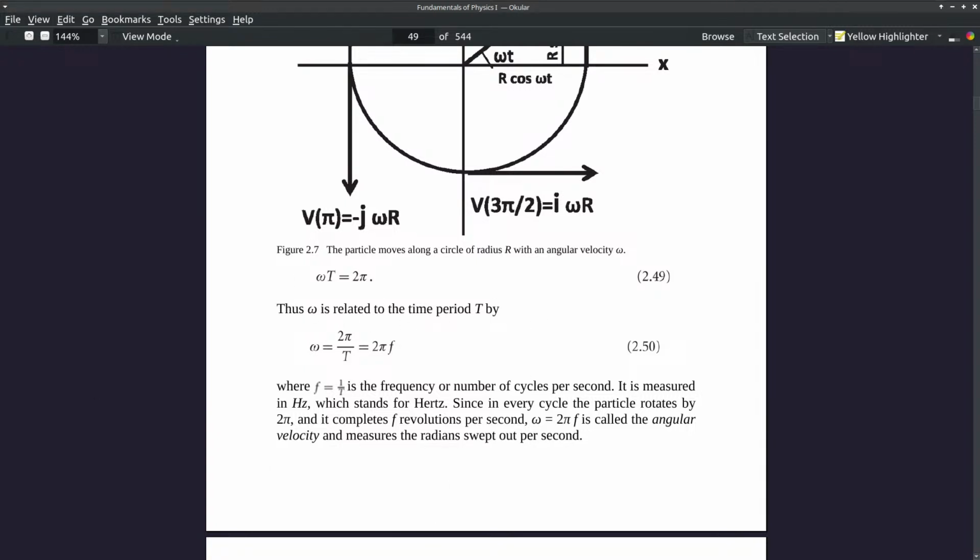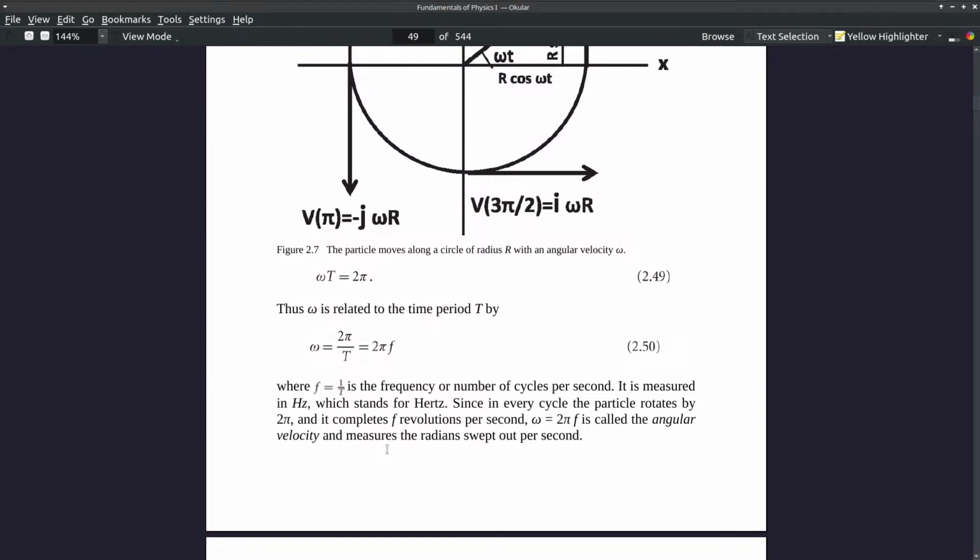Here we go. They're saying here, thus omega is related to the time period T by omega equals 2 pi over T, a function of 2 pi. It's just the reciprocal, the frequency. Flip the time and you get frequency. So this is the reciprocal, 1 over T? You got it. Where the reciprocal of 1 over T is the frequency or number of cycles per second.